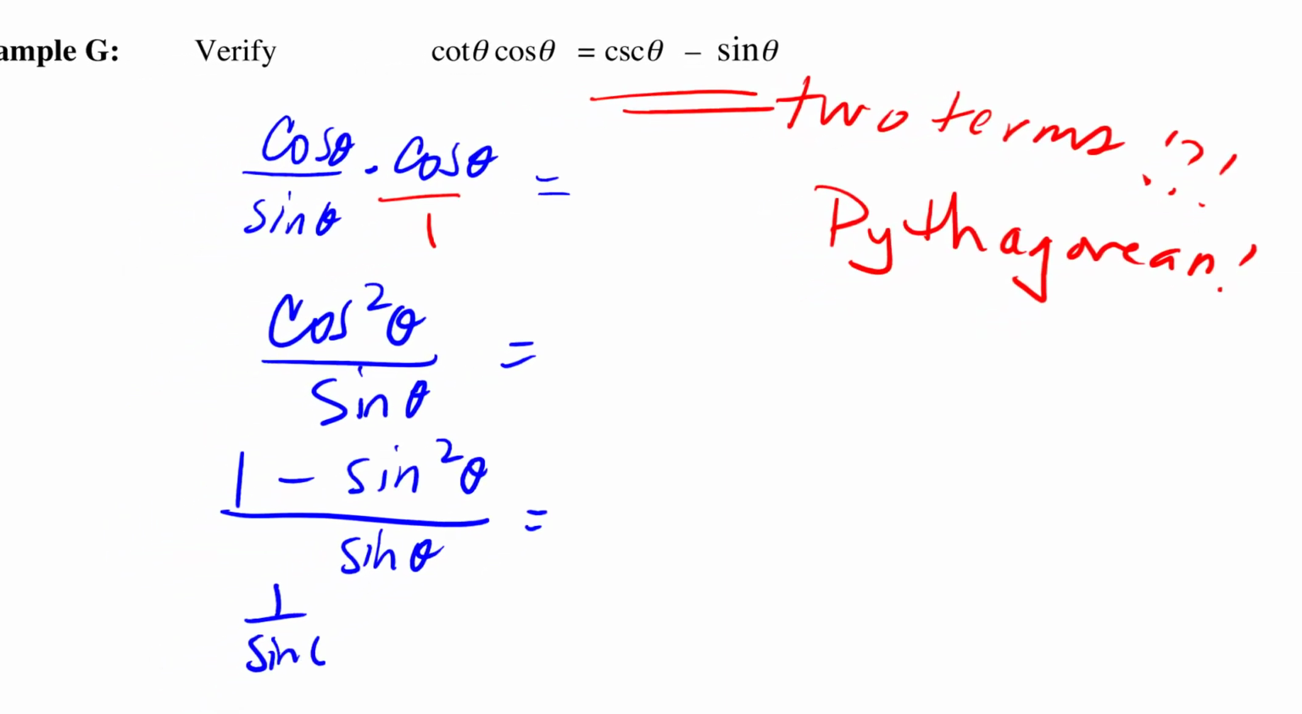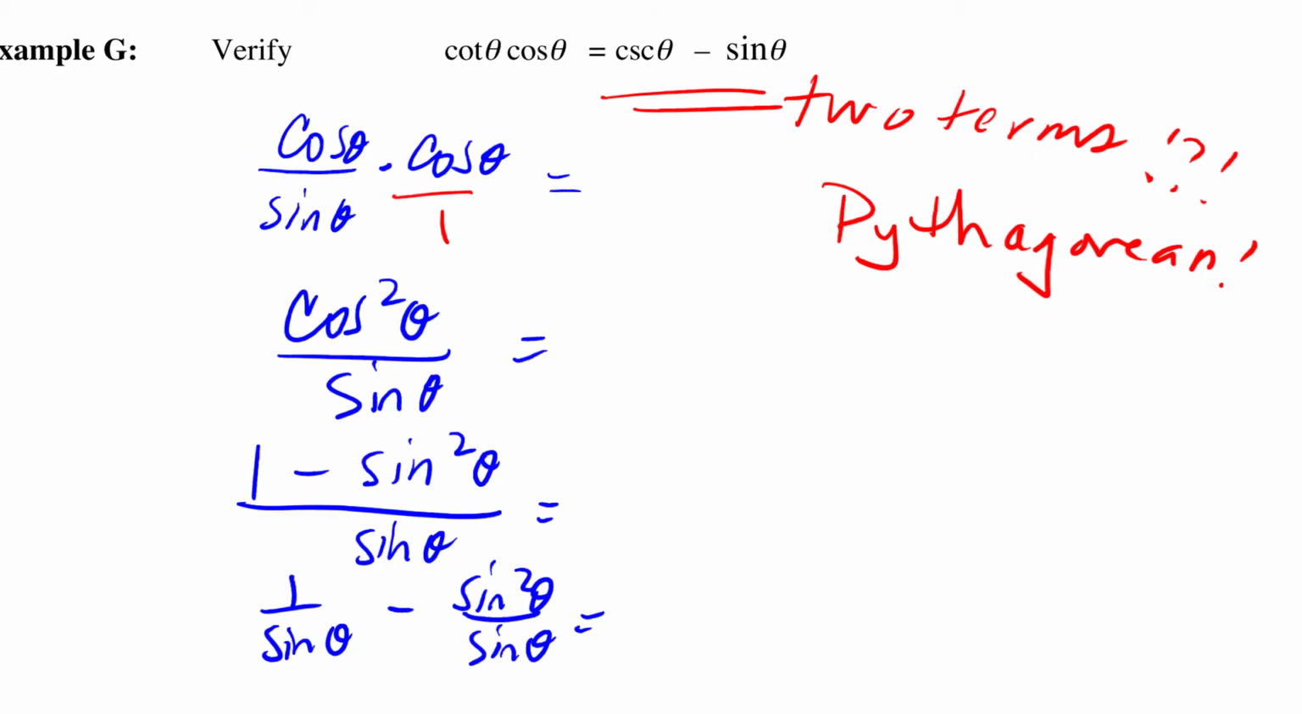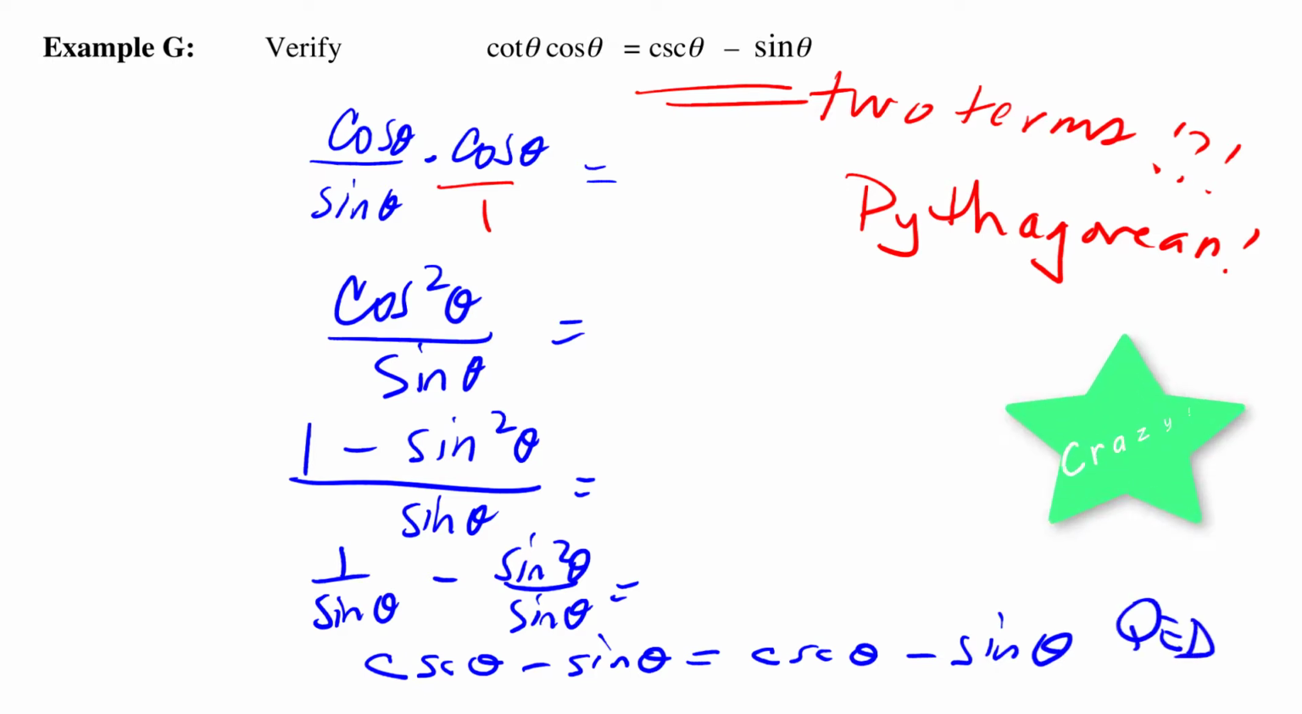And we've got 2 terms. Well, this is when we're going to separate the fraction now. 1 over sine theta minus sine squared theta over sine theta. Keeping our eye on the prize, that is going to be what we need, the cosecant theta and minus sine theta when we divide that sine theta out. Great. Cosecant theta minus sine theta. QED. Crazy, man.